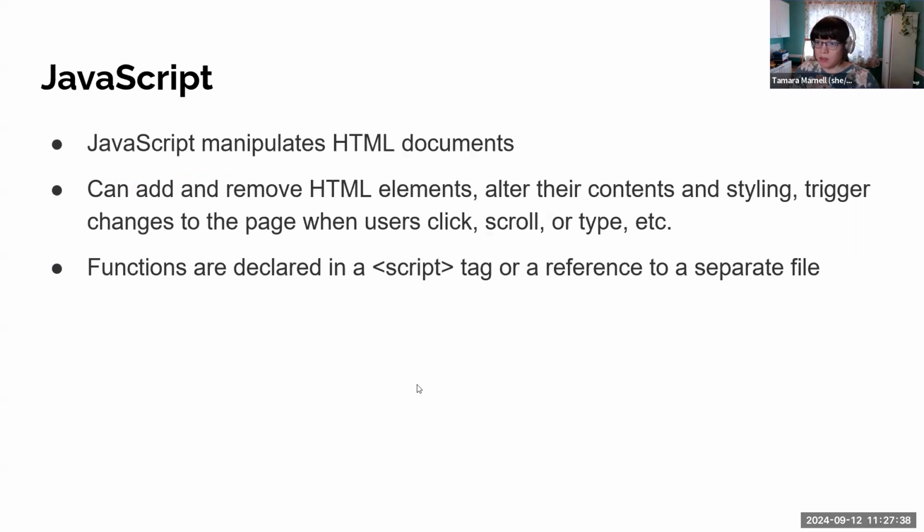Then we have JavaScript. So JavaScript manipulates HTML documents. It can alter pretty much everything. Not everything, but pretty much everything. It can add and remove HTML elements, alter their contents and styling, trigger changes to the page on a user action, such as scrolling through the page, clicking something, typing when the key goes down, when the key goes up. So there are rules for how the HTML changes after it has already rendered. And these functions can be declared in a script tag or a reference to a separate file, just like CSS.